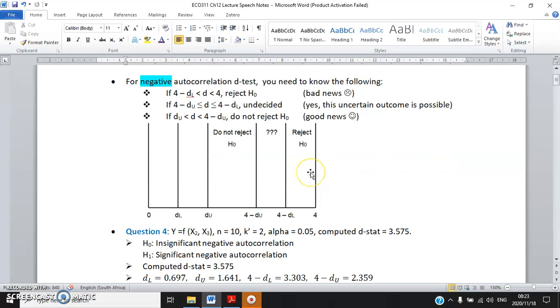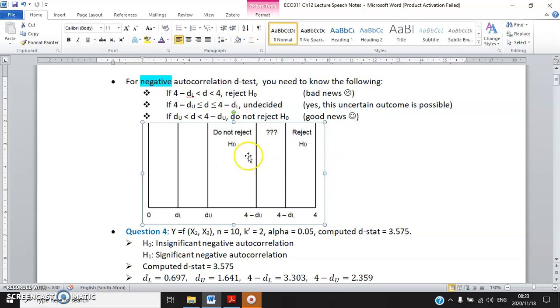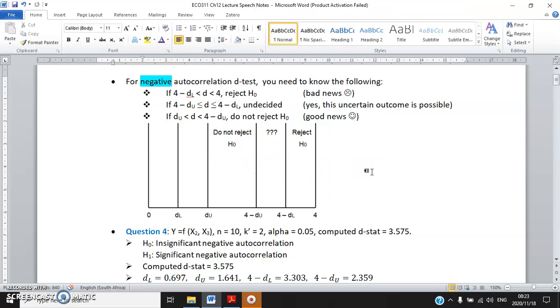Okay, then we move on to the negative autocorrelation d-test. This is the graphical sketch area that helps you to make the right decision. This time we use the right hand side actually. So these are the decision rules.